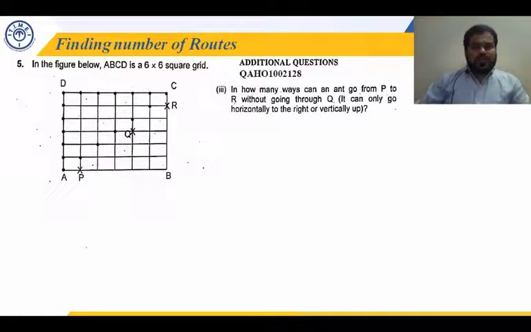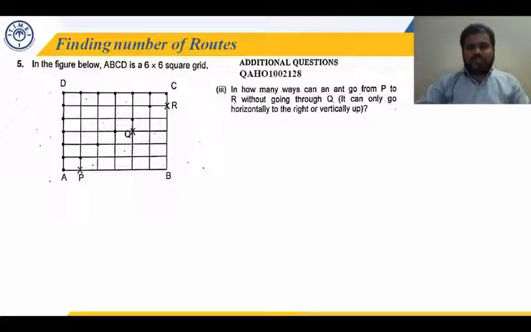Now let's look at this question. This is question number 5 on your sheet 2128, additional question. Now in this figure we have ABCD, a 6x6 square grid, as you can see in the figure. So we are right now doing just the third part of this question. The other two parts we'll see how to deal with later. Right now we are looking at only the third part of this question.